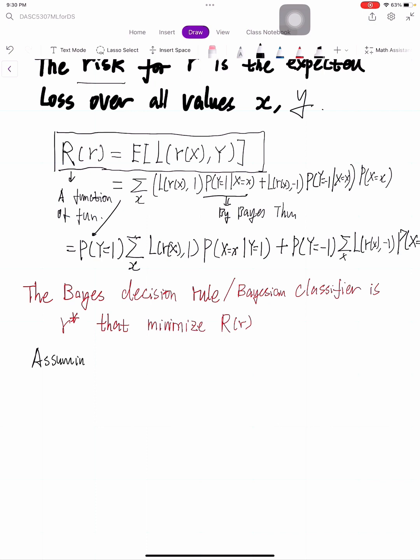Assume the cost function L has no loss with correct classifications. Which means if we predict a cancer patient as having cancer, or we diagnose a patient without cancer as having no cancer, for these two cases we assume there is no loss. Then this Bayesian classifier can be written as follows.